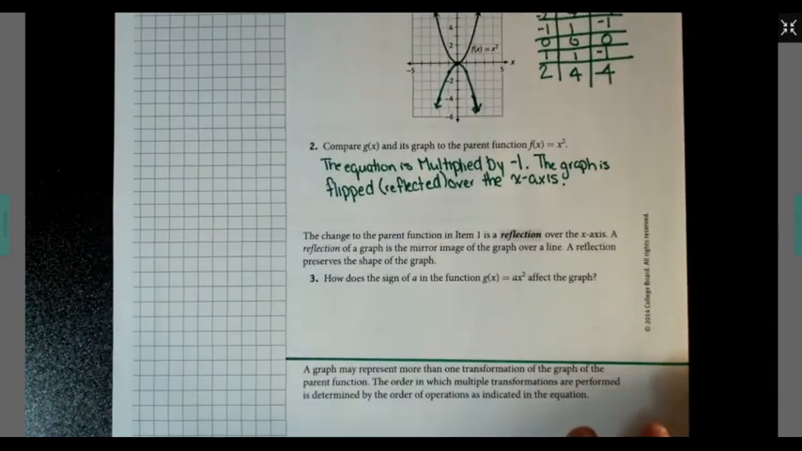Number 3. The change to the parent function in item 1 is a reflection over the x-axis. A reflection of a graph is the mirror image of the graph over a line. A reflection preserves the shape of the graph. Three, how does the sign of a in the function g of x equals ax squared affect the graph?